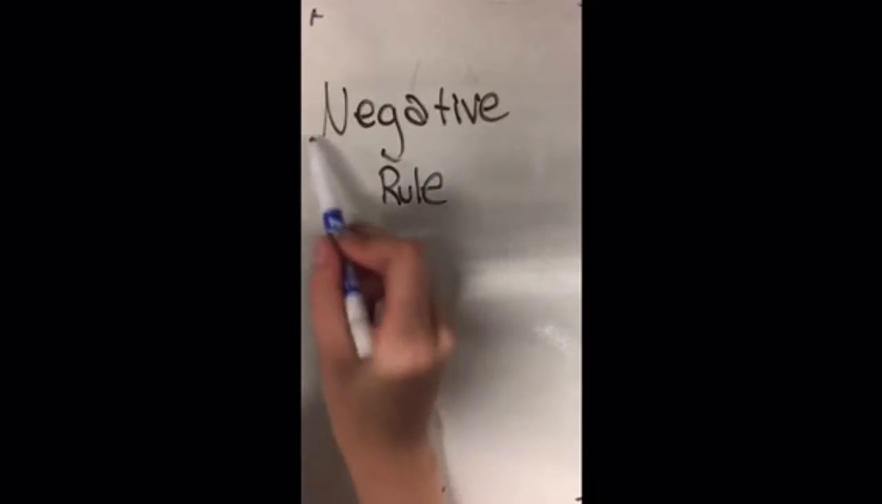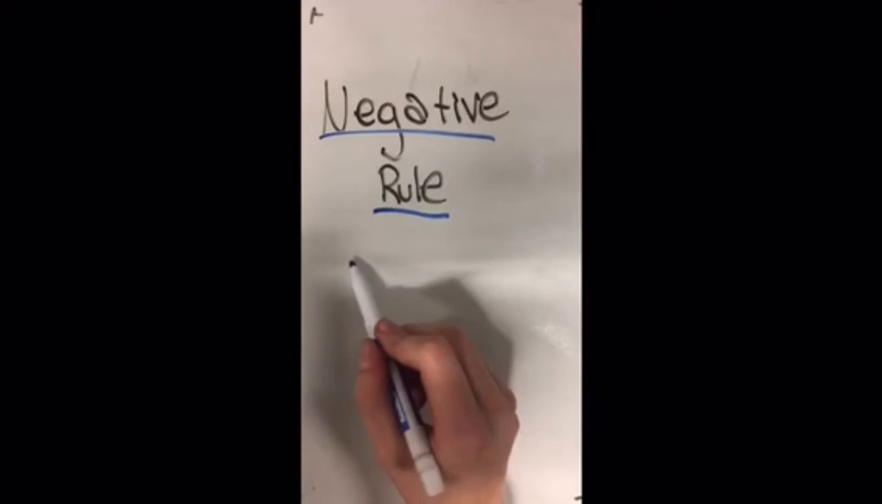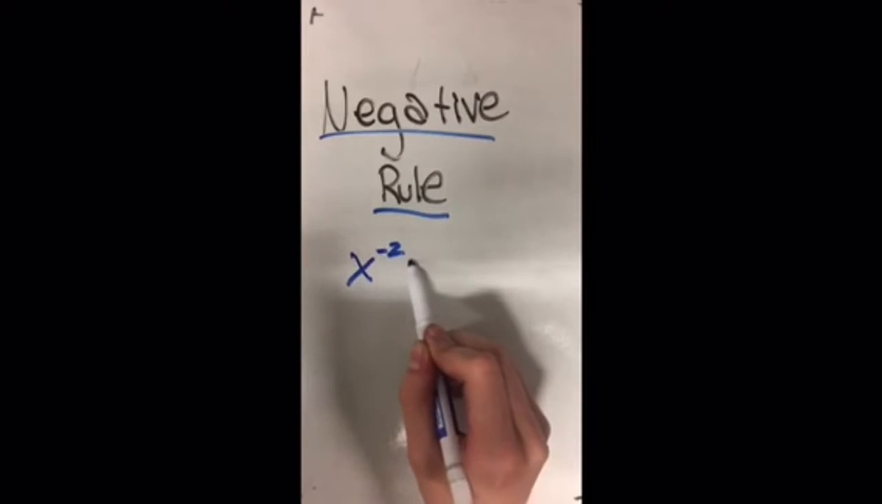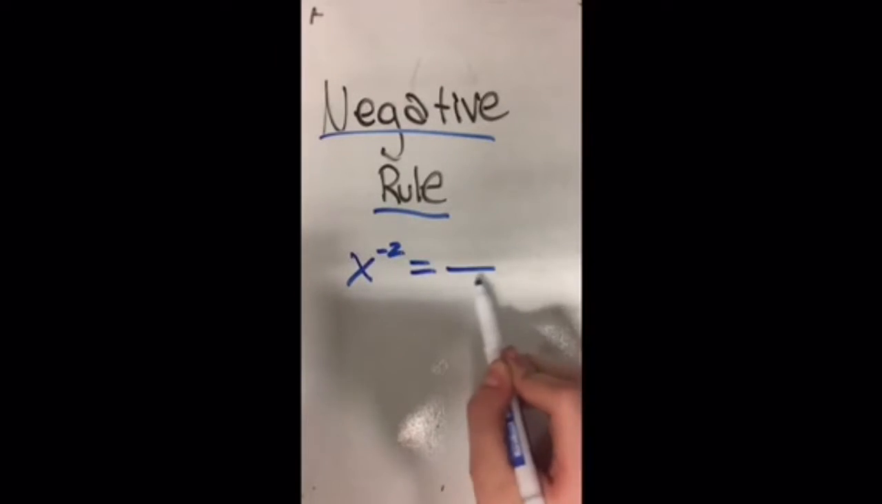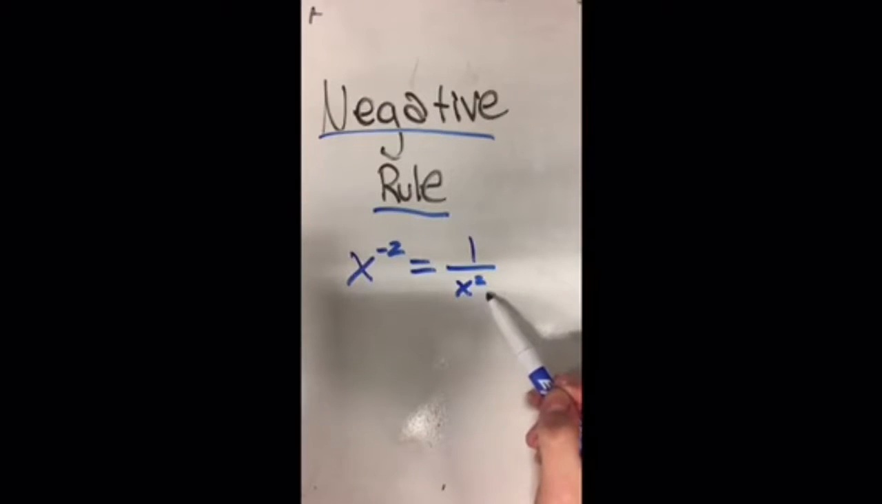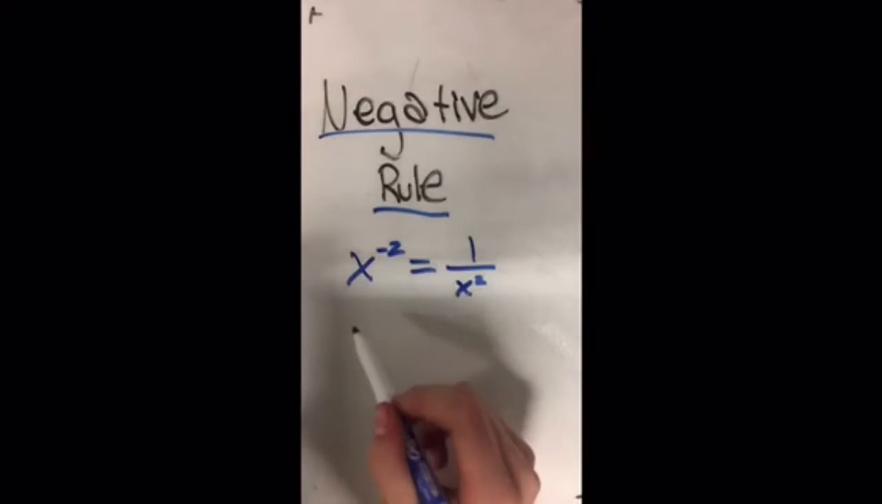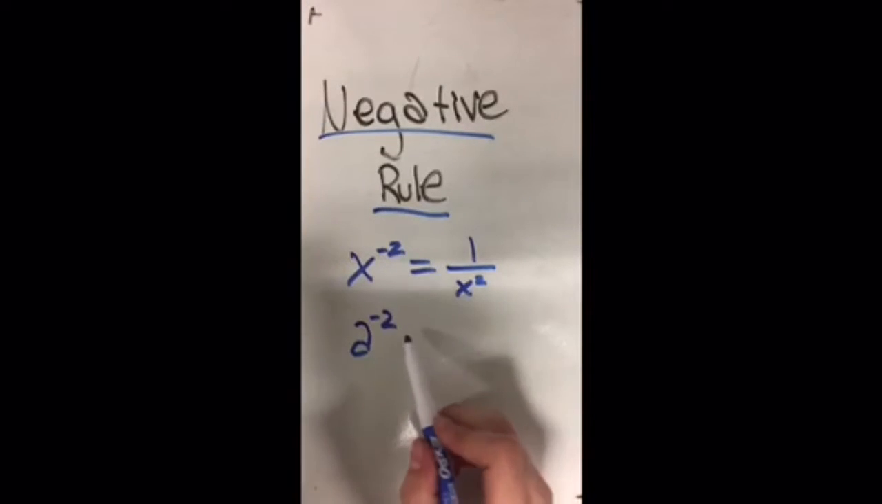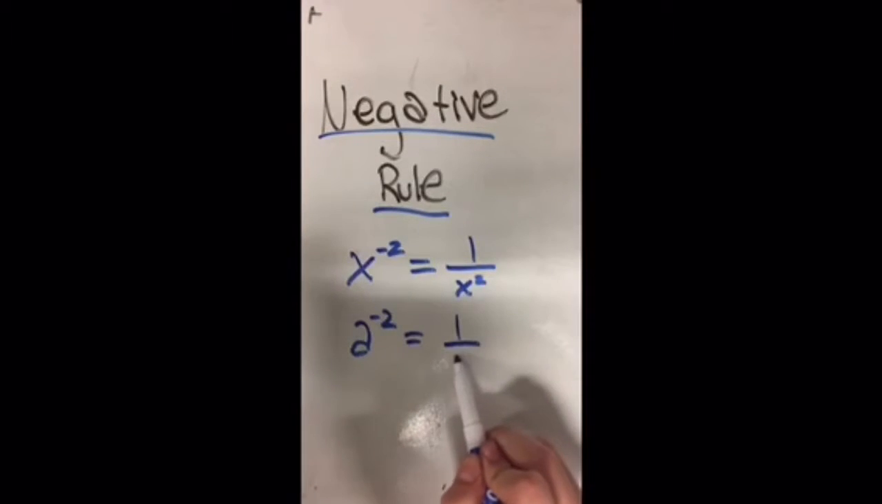Next is the negative rule. The negative rule is when a number has a power that's negative. The answer will always be a fraction with 1 in the numerator, and the number that you started with in the denominator will always have a positive power. For example, a raised to the power minus 2 is equal to 1 upon a raised to the power 2.